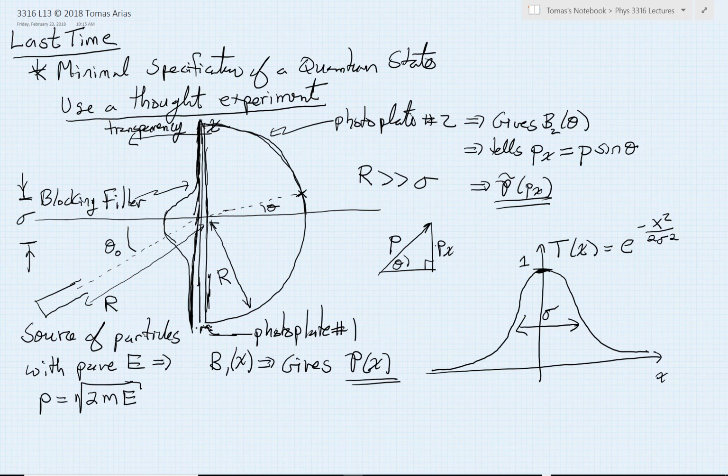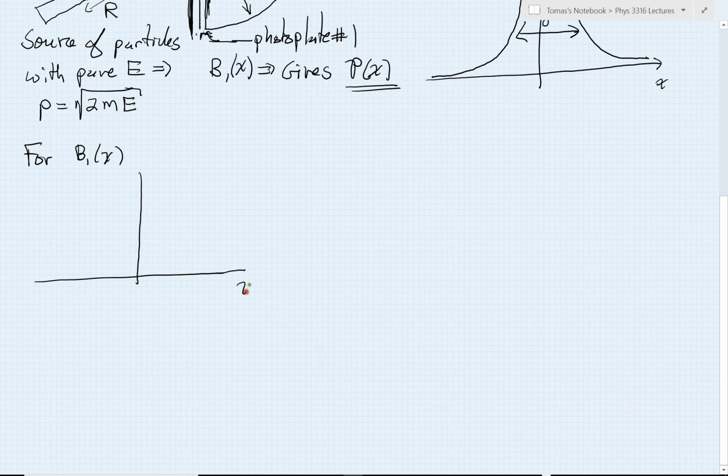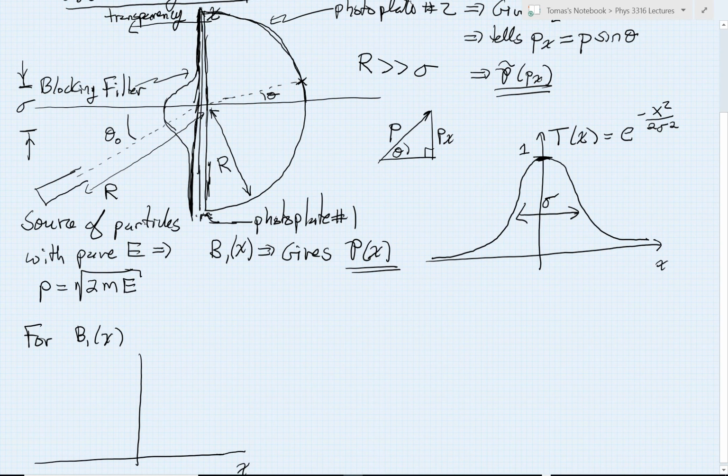So to begin our analysis, let's first consider the brightness that we can expect on the first photo plate. For this B1 of x, what we are expecting here, and I'll give us a sketch of it like so, right? This is a function of x. In this case, it's actually a fairly simple determination.